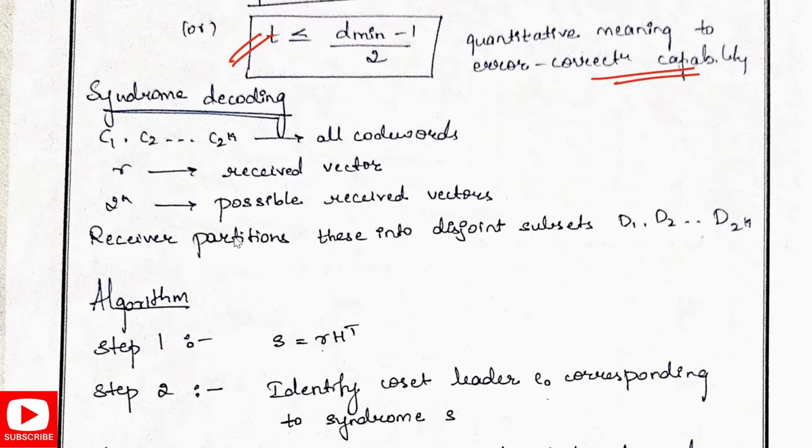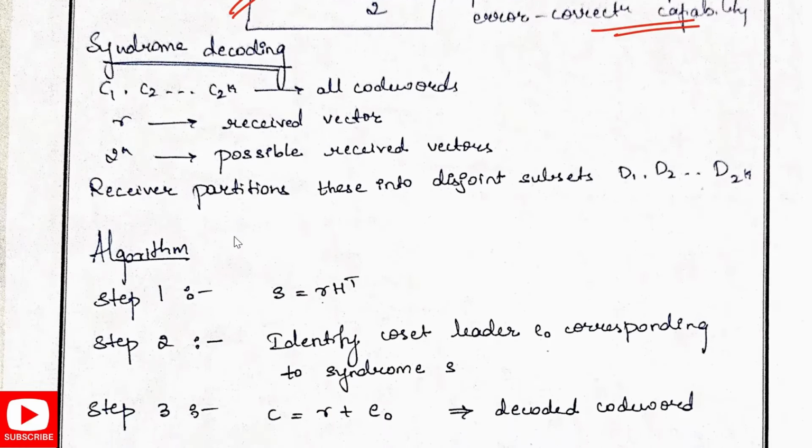Next comes the syndrome decoding. Here in the decoding part, let C1 to C2^k be all the code words, and R be my received vector. There will be 2^n possible received vectors. Then the receiver partitions these into disjoint subsets D1, D2, up to D2^k.